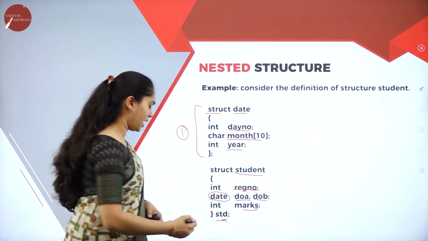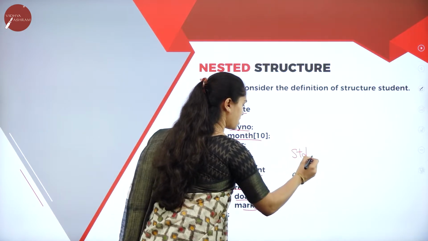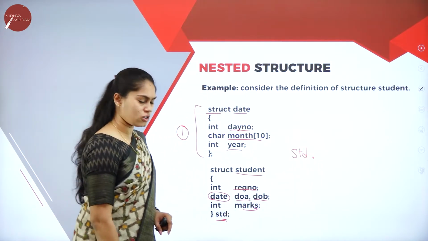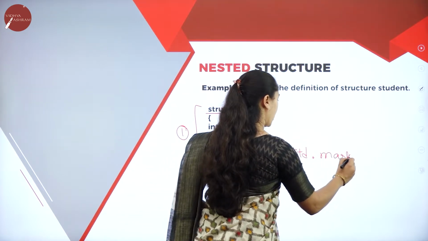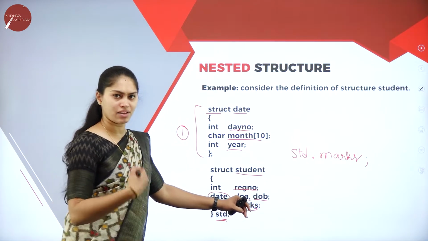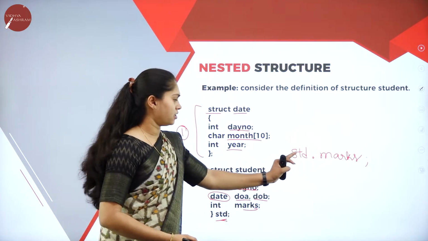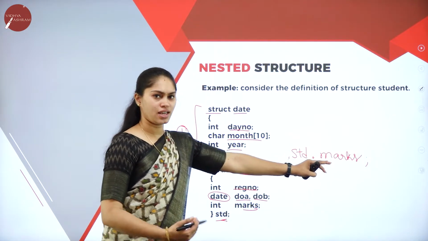So let me tell you how we are going to access the data elements. First I have to write the variable name, then the dot operator. Now I am going to write marks. So whatever is there in the marks will be returned, that means it will be written to the output statement. std.marks, it will be written.